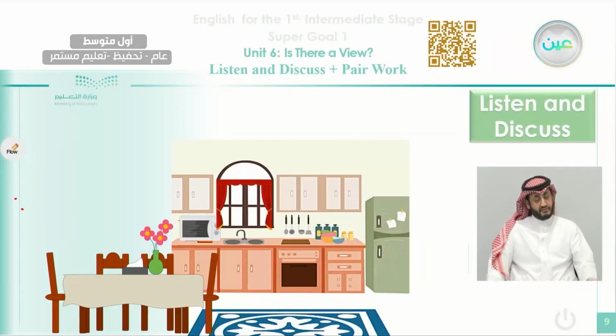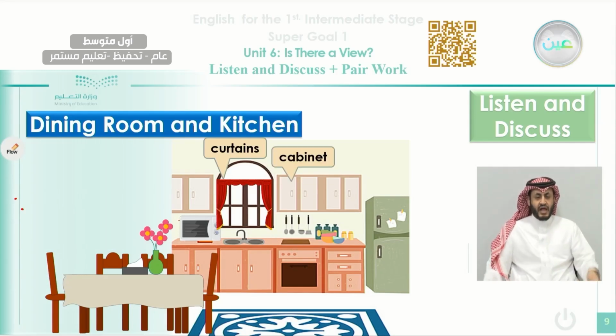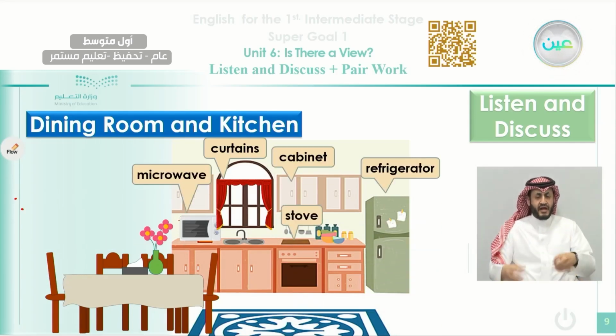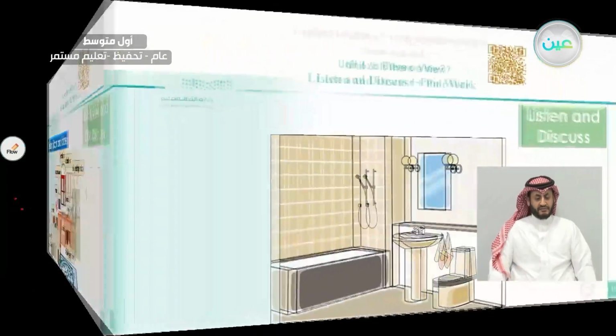This is another important room also in the house. It is very clear that it is what? You can tell? Very easy. Yes, that is a kitchen and a dining room. Some people have a kitchen and a dining room at the same time. Let's recognize what these items are. Curtains, cabinet, refrigerator, microwave, stove, dishwasher, sink, and table also, vase. And the last one here is a chair.